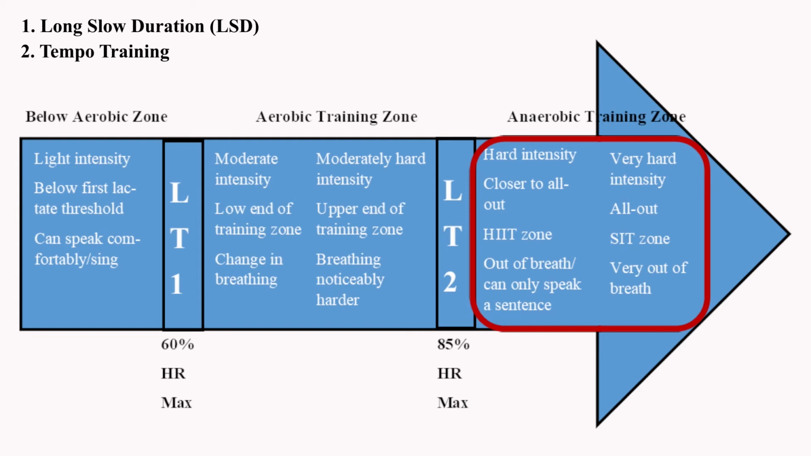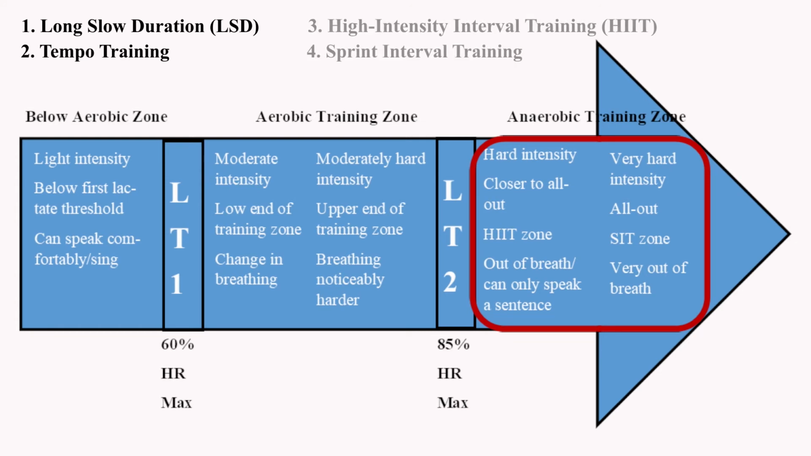And then once you've crossed LT2, you're no longer exercising aerobically. You've now entered the anaerobic zone. This corresponds with being at about a 7.5 to a 10 on an RPE scale. Breathing is very heavy and conversation is difficult, and it corresponds with high intensity interval training or sprint interval training, which is outside of the scope of this presentation. I'll be doing a separate presentation on those two types of training and the program designed for those two types of training.